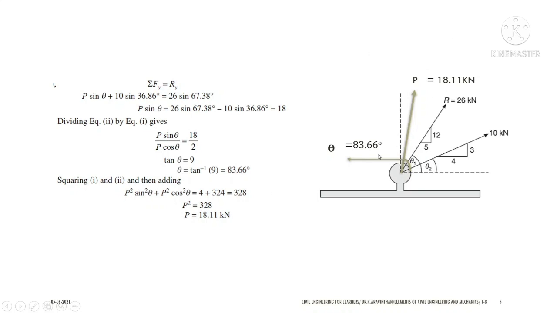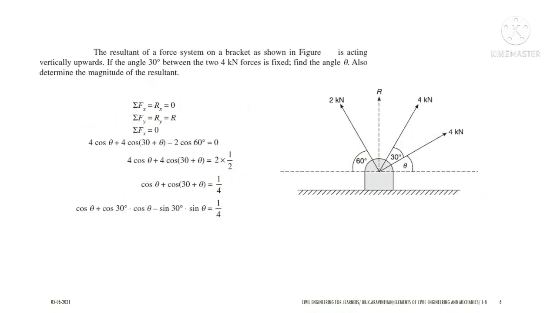So now this is the reverse form, in order to find the unknown property. Let us take another example here. The resultant force of a system on a bracket, as shown in the figure, is acting vertically upward. If the angle of 30 degrees between the two 4 kilonewton forces is fixed, find the angle theta and also determine the magnitude of the resultant.